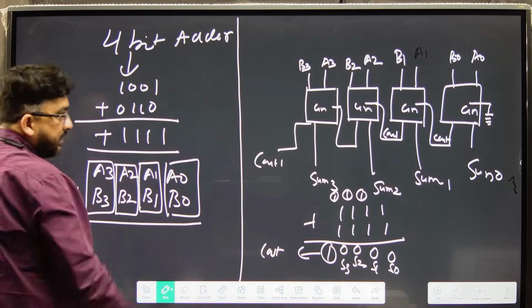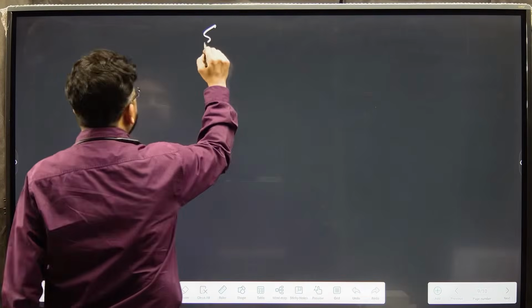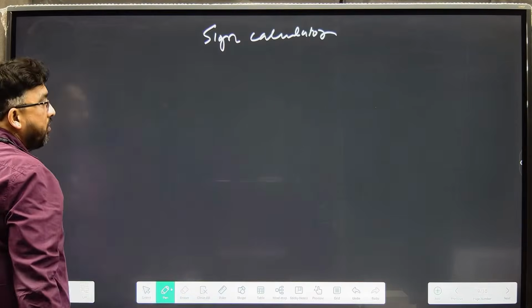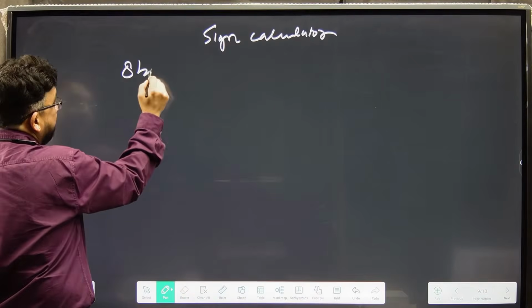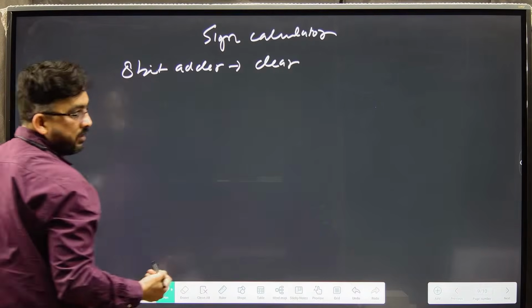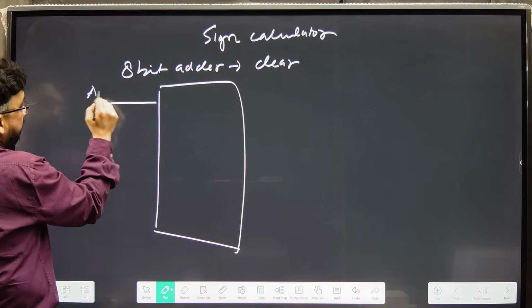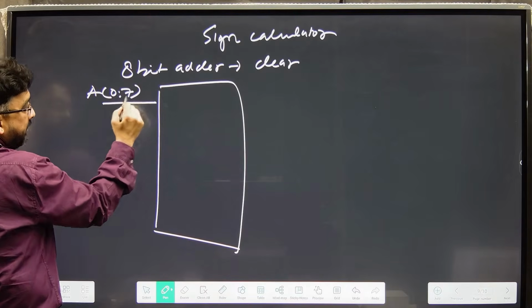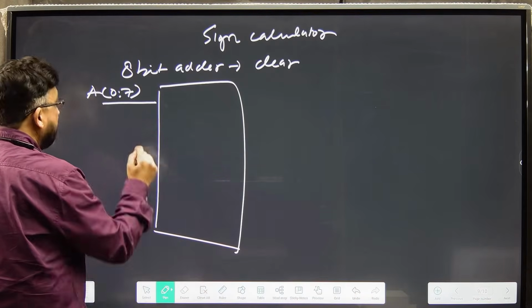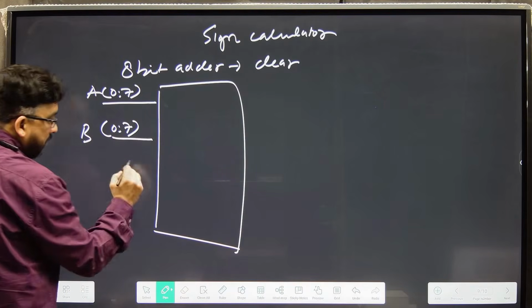We are going to design each and every block. In my sign calculator project, you are going to design an 8-bit adder, an 8-bit adder with clear input. This is your A input, A has data 0 to 7. Sorry, 8-bit adder means, we can take it like this. B has data 0 to 7. And this is your clear.